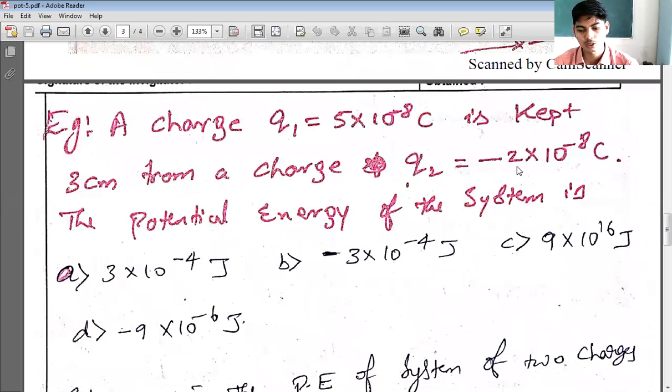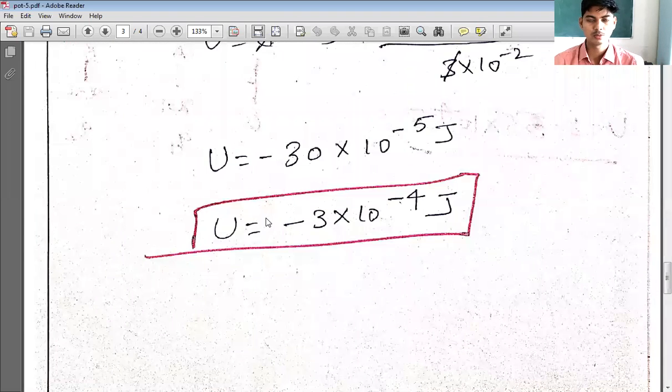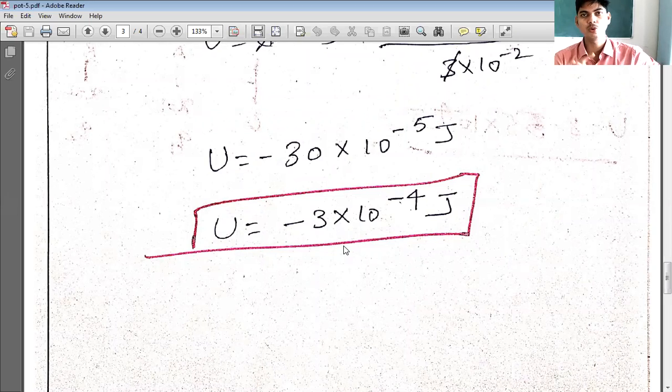See, Q1 is positive and Q2 is negative, so they must be attracting each other. They are bound together by the electric force of attraction, right? Negative potential energy means that the two charges form a bound system. Can you tell me what will be the potential energy of a system of a nucleus and an electron separated by some distance? Whether it will be positive or negative.